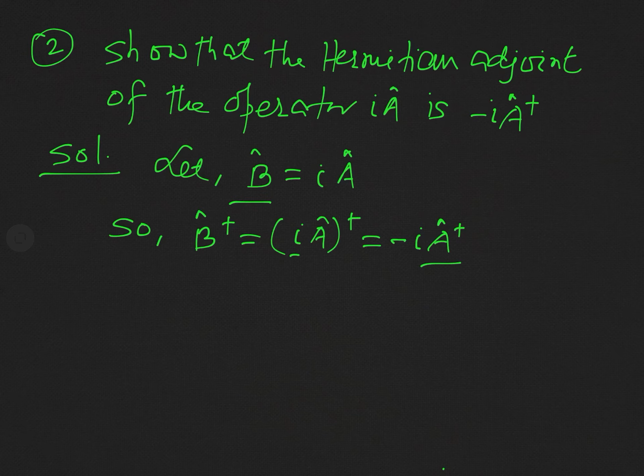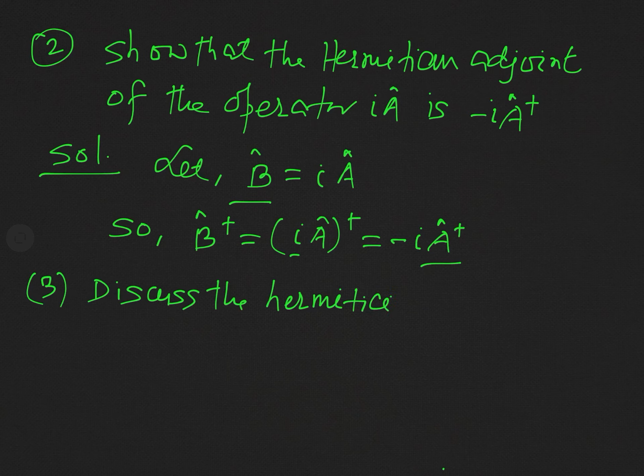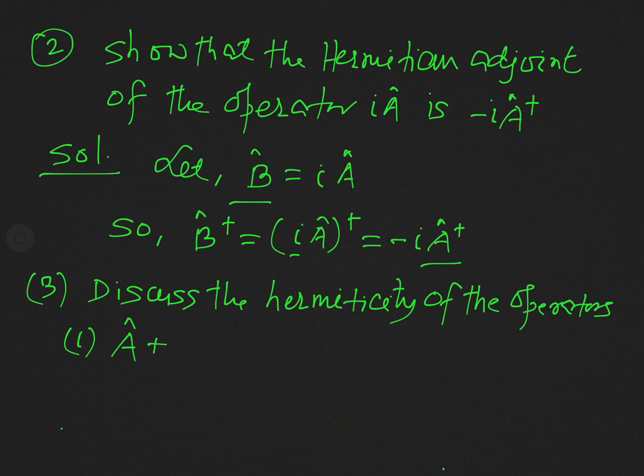Now let us take a third example. Discuss the hermiticity of the operators: number 1, A hat plus A hat dagger.